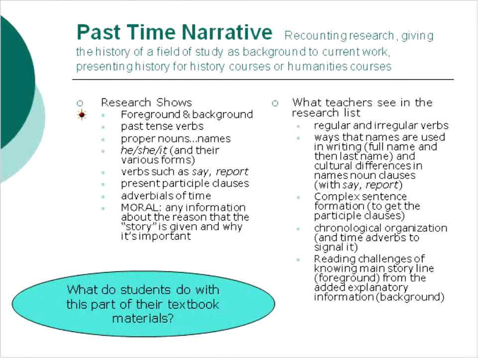Foreground is the narrative line itself, what the writer says happened. And then there's background, all the things that the writer gives you to help you understand the foreground. Those are often cultural: what information do you need to understand why somebody did something, or what happened before this thing happened. So foreground and background are characteristic of narratives.